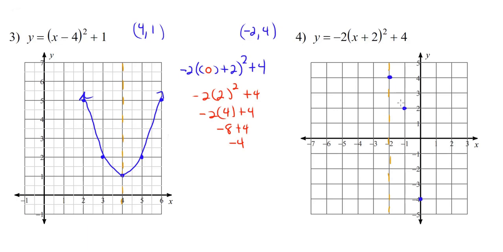So all we have to do is reflect. This point here is 1 step to the right, so its partner is 1 step to the left. And this point here is 2 steps to the right, so its partner is 2 steps to the left. And there is our graph.